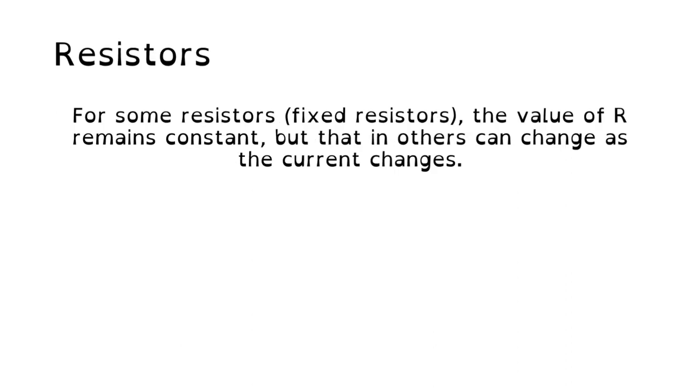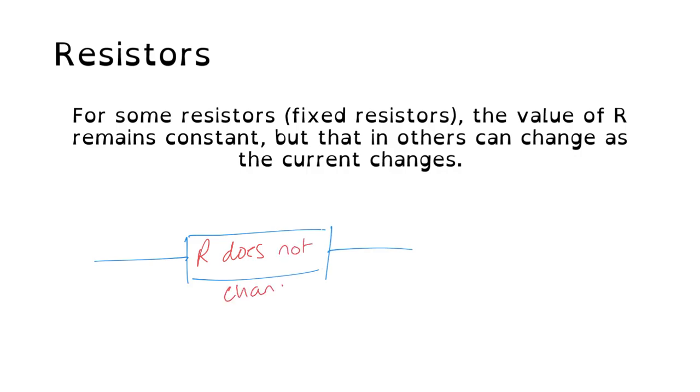Before moving on, it's worth mentioning different types of resistors. With fixed resistors, the value of the resistance remains constant. The circuit symbol is more like a rectangle. But in other components, resistance can change as the current changes. An example of that would be the bulb. As the current goes up, it gets hotter, and that means the resistance goes up, but more on that later.